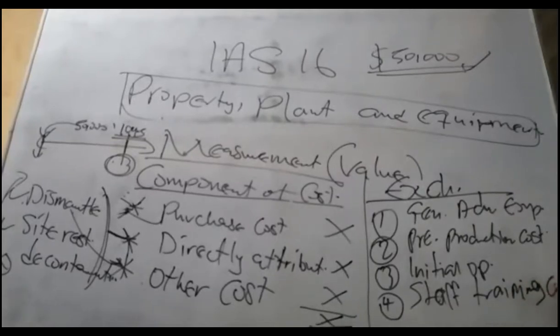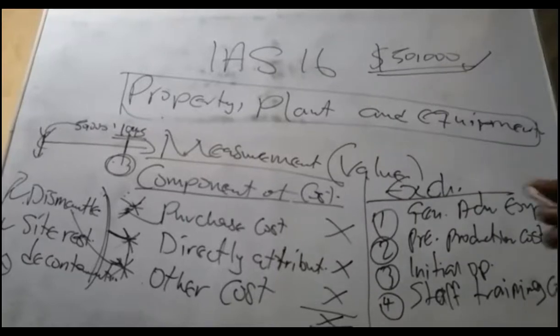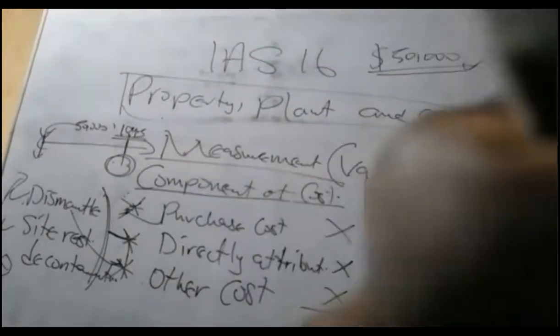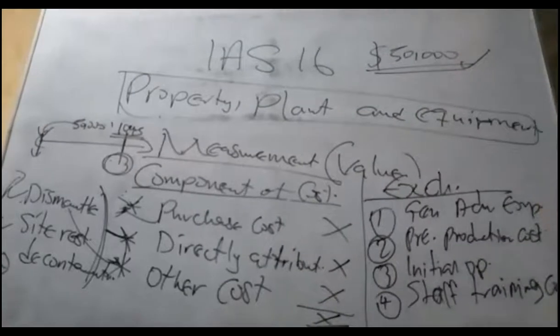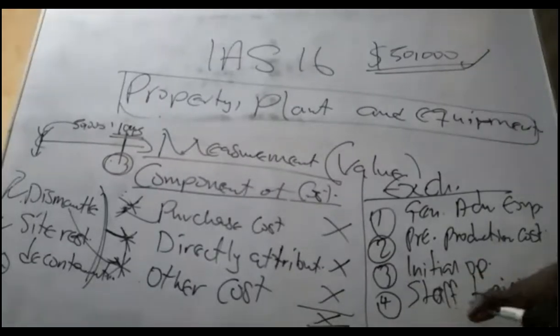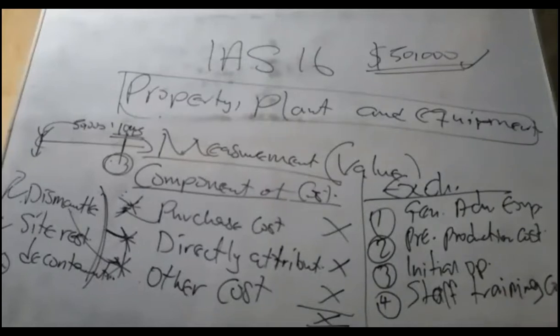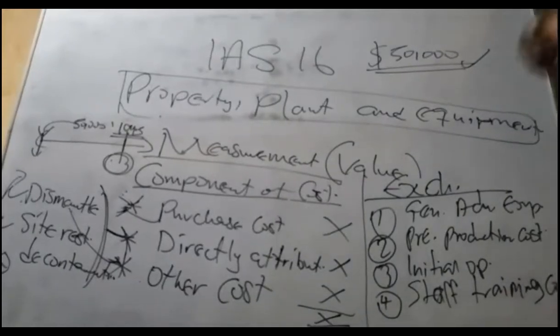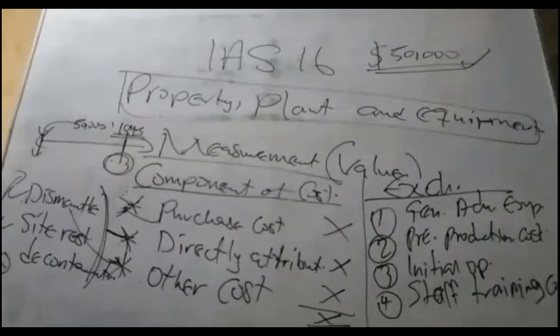Staff training cost. Good. Must be excluded. That's perfect. Staff training cost. Why? Because you are calculating what? Cost of what? PPE, not cost of staff. Because this training will just make the staff ready to use what? The machine. It will not make the machine ready to be used.